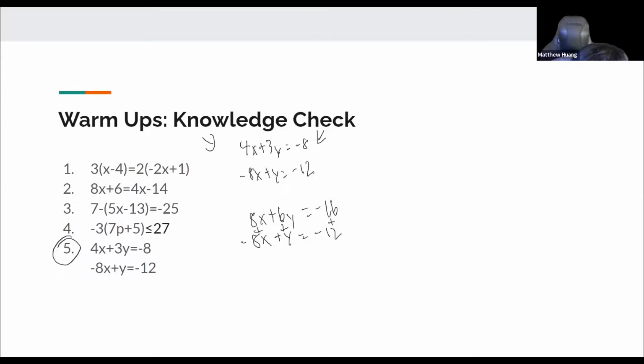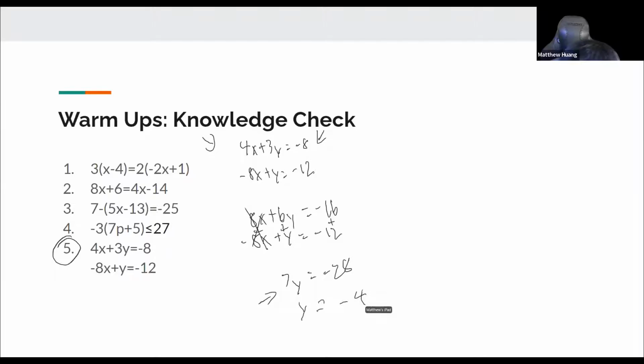So this turns into 8x plus negative 8x is just equal to 0, right? So we can just take that out for now. This cancels out. And 6y plus y is equal to 7y. And then the last part, when you add these two together, you end up with negative 28. And then when you divide by the coefficient like we've done in all other warm-up problems, we end up with y is equal to negative 4.